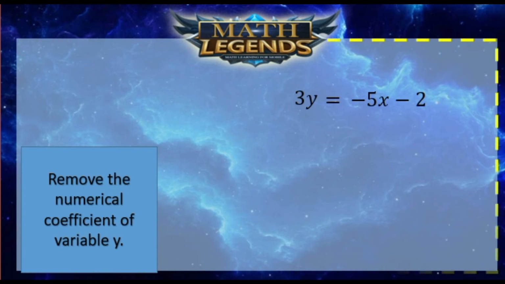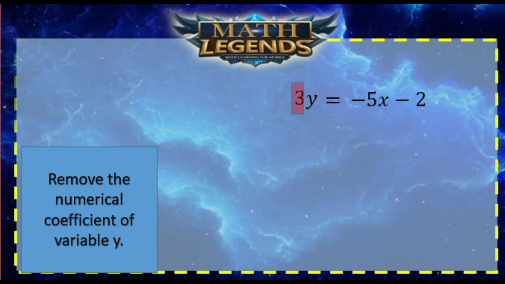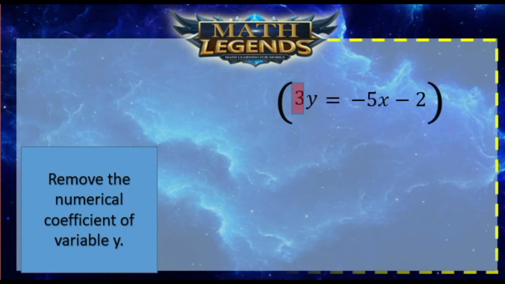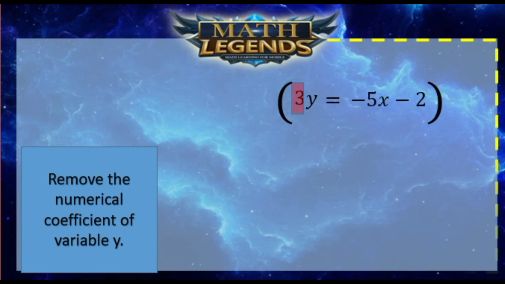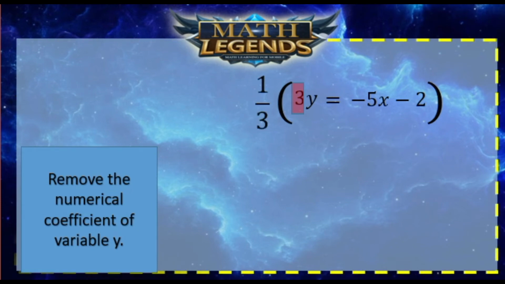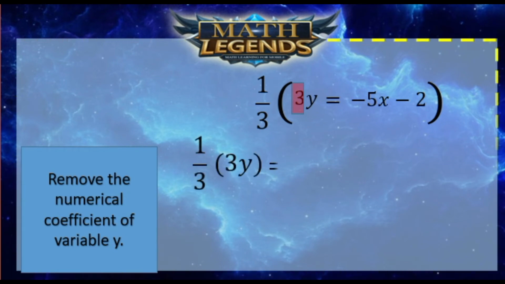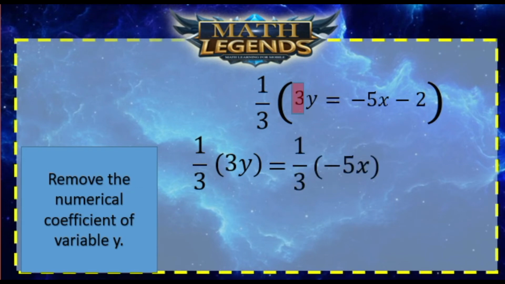Given that the coefficient of variable y is 3, in order to remove the numerical coefficient of the variable y, we're going to multiply the whole equation by the multiplicative inverse of the coefficient 3. So the multiplicative inverse of 3 is equivalent to 1/3. To simplify the equation, it will become 1/3 times 3y is equal to 1/3 times negative 5x minus 1/3 times 2.